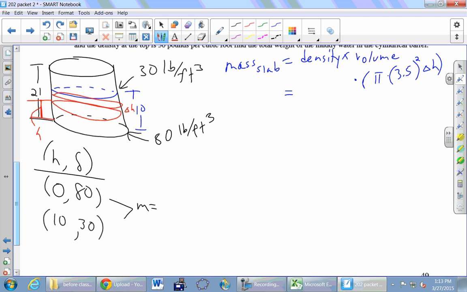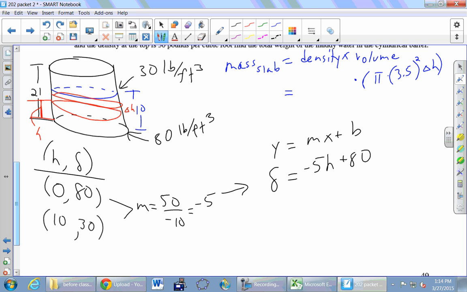So we definitely have to find the slope. What is the slope? Let's see, it's 50 over -10, so -5. And so that means that I think we're ready to write our equation. I'm thinking mx plus b, but I'm writing delta and h. M is this -5 that we just found. The y-intercept was a gift in this case, right? It's just 80 because of the 0.